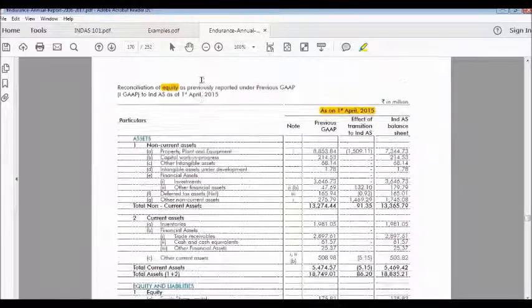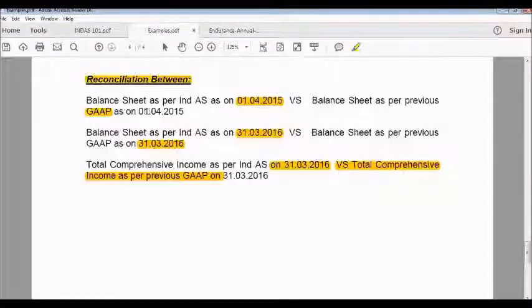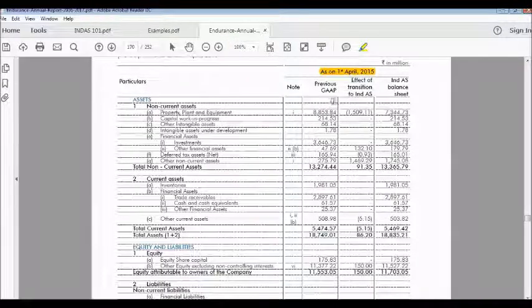So this company is disclosing things like reconciliation of equity as reported under previous GAAP to Ind AS as on 1st April 2015. The previous GAAP figure was this, the effect of transition on this amount is this, and then the balance sheet as per Ind AS figure is this as on 1st April 2015.